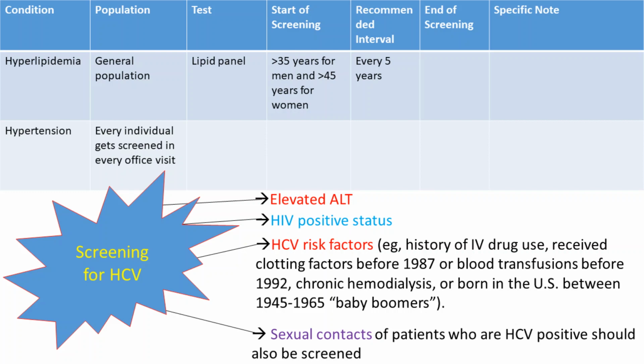The following individuals are screened for hepatitis C virus: patients with a chronically elevated ALT, HIV positive patients, patients with HCV risk factors such as IV drug use, individuals who have received clotting factors before the year 1987, any individual who has received blood transfusions before 1992, patients who are on chronic hemodialysis, or individuals that are born in the US between the years 1945 and 1965, aka the baby boomers, and sexual contacts of patients who are HCV positive should also be screened.